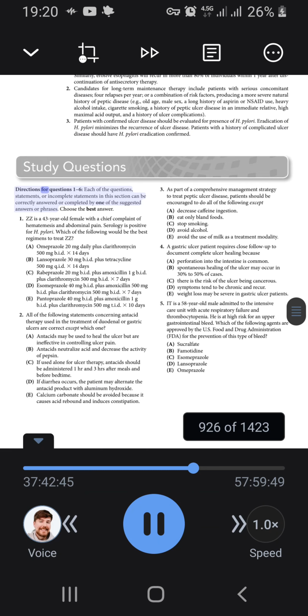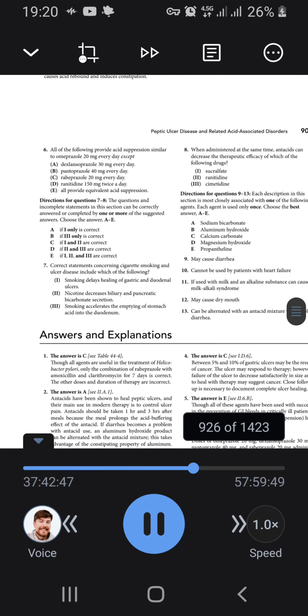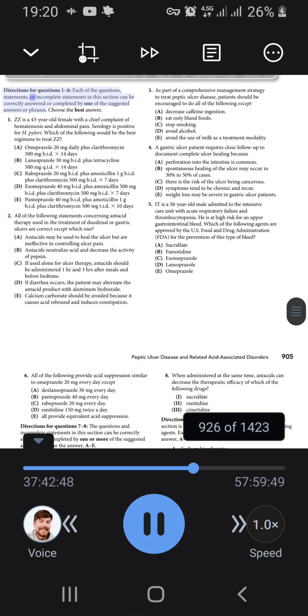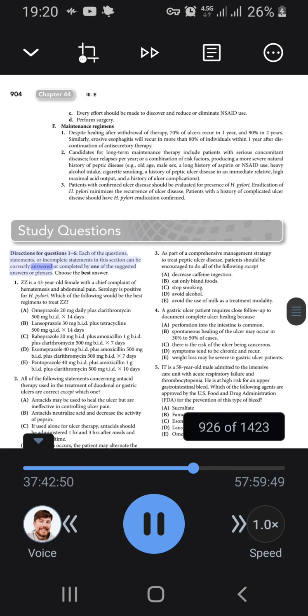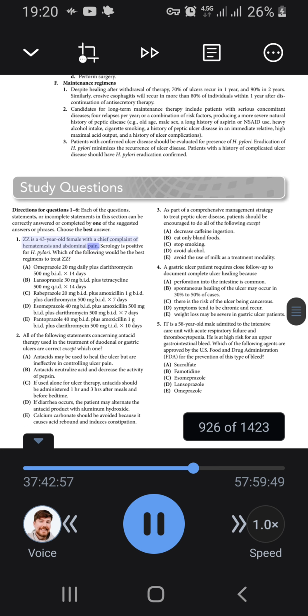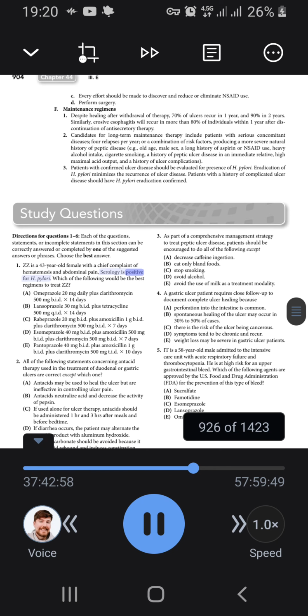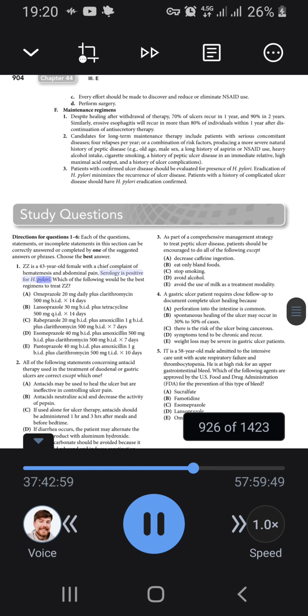Directions for questions 1. Each of the questions, statements, or incomplete statements in this section can be correctly answered or completed by one of the suggested answers or phrases. Choose the best answer. ZZ is a year-old female with a chief complaint of hematemesis and abdominal pain. Serology is positive for H. pylori. Which of the following would be the best regimen to treat ZZ?